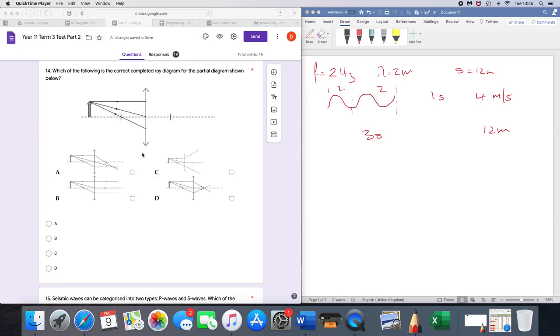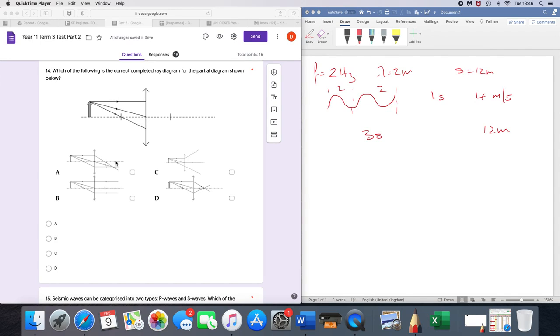Convex lens. We would expect this ray to come out through the principal focus. We'd expect this ray to go straight through the optical center. And we'd expect this ray that comes in through the focus to come out parallel to the principal axis. So that's what we're looking for. And that one, A, is the only one that meets the criteria.